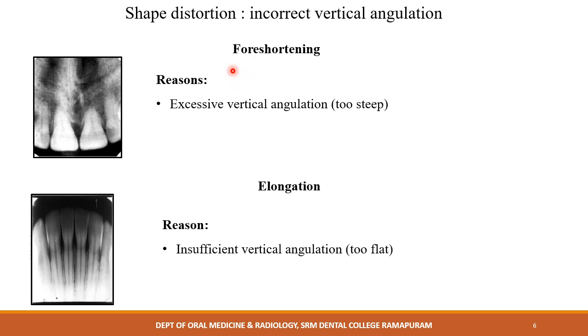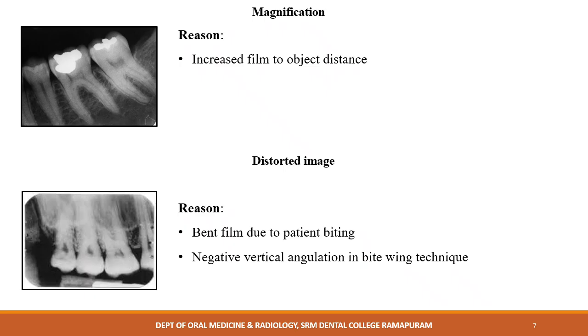The common errors seen are foreshortening, wherein the images are shorter than the object. This occurs due to excessive vertical angulation. Elongation. This occurs due to insufficient vertical angulation, wherein the images are much longer than the object. Magnification occurs when there is increased film to object distance.